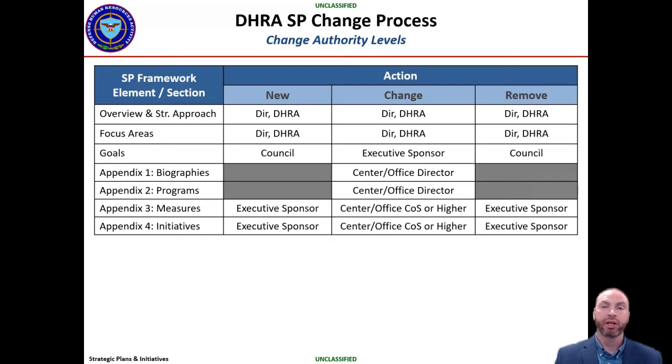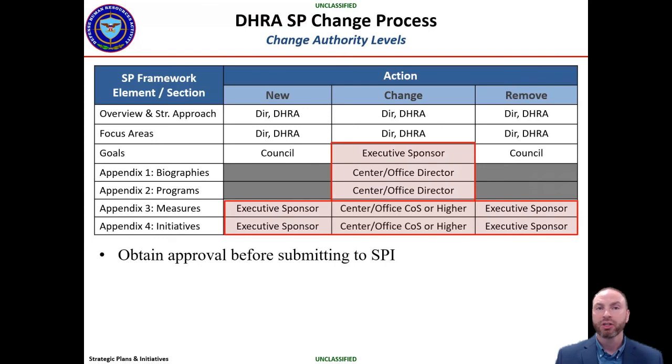Changes to the strategic plan are approved by different individuals or groups depending on what is being changed and if that change is an addition, alteration, or removal. For most changes to current initiatives and measures, approval will be by the OPR's Chief of Staff or higher. If the executive sponsor or another designated senior leader is the approving authority, then action officers must coordinate the changes directly with the appropriate leader before submitting their changes.